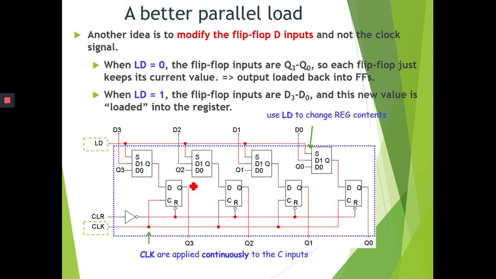Alright, so a better parallel load circuit. This is another alternative. Instead of using this clock gating, we can use a better parallel load signal by having a selection here. In this case, one of the components that we can use is a mux. What is mux? Mux is a short form for multiplexer.